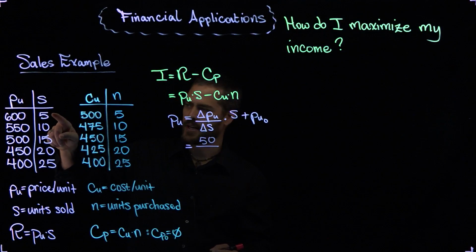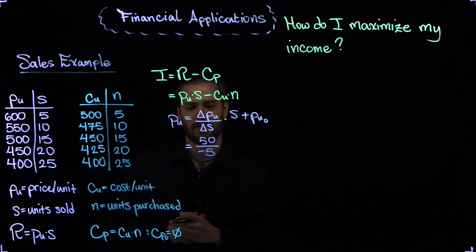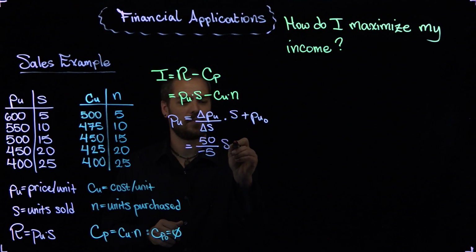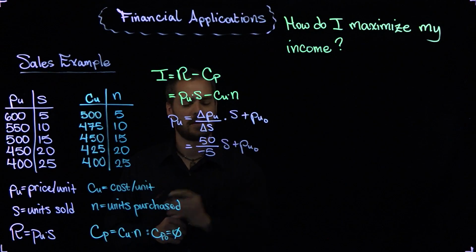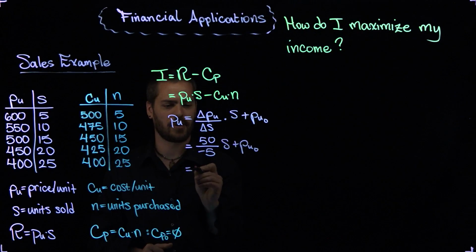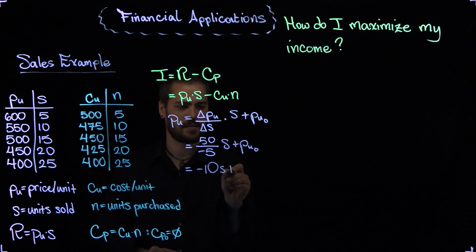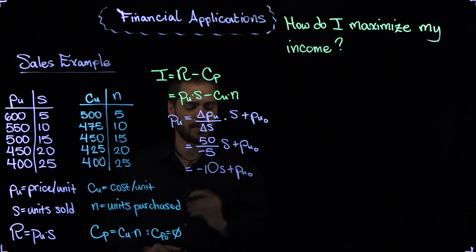Now I've got to go the same direction and use the same corresponding values when I define the change in the S's, the number of units sold. So this time, defining the change in the exact same way, 5 minus 10 is negative 5. So 50 over negative 5 times S plus some initial quantity there for price per unit sold. I can keep going with this. This gives me negative 10S plus this initial quantity.